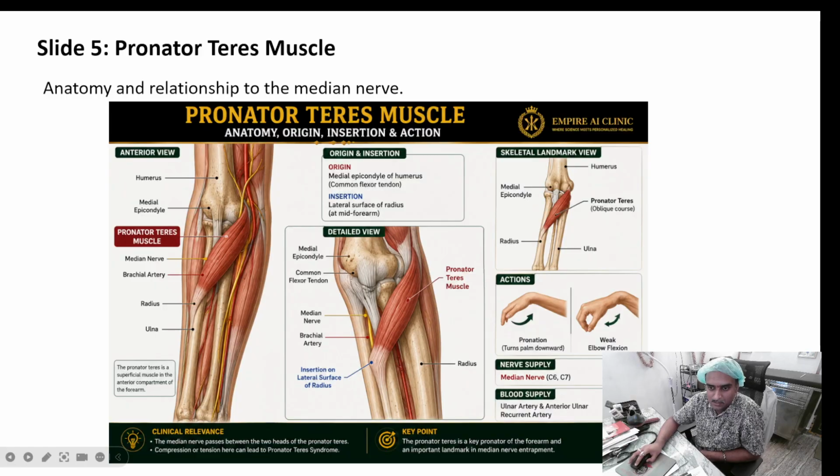Actions include pronation, which turns the palm downward, and weak elbow flexion. Nerve supply is the median nerve, C6, C7. Blood supply is the ulnar artery, the radial and anterior ulnar recurrent arteries.